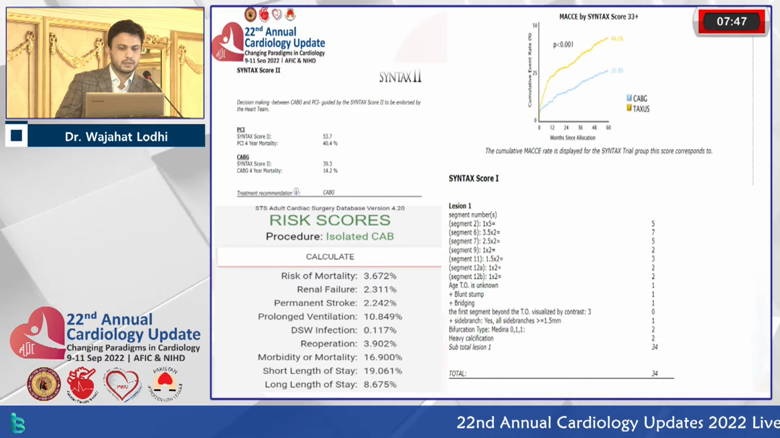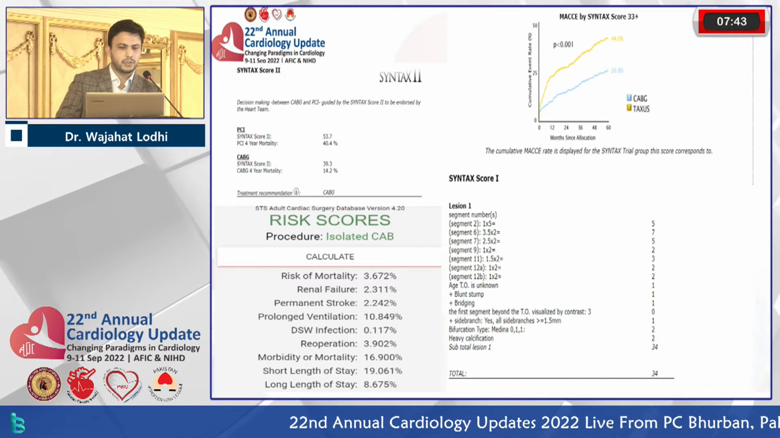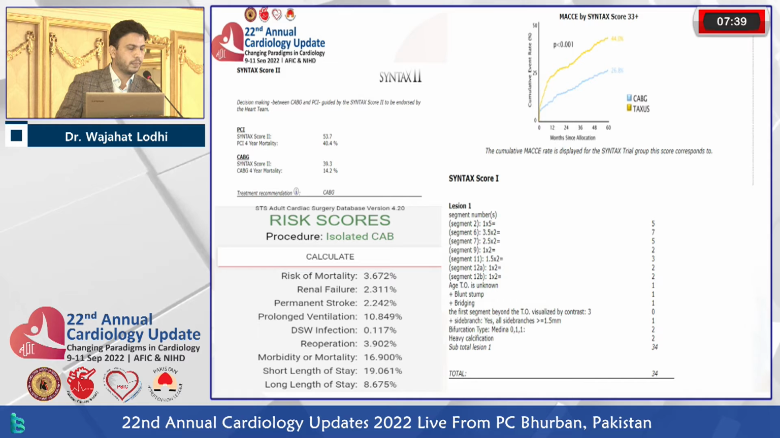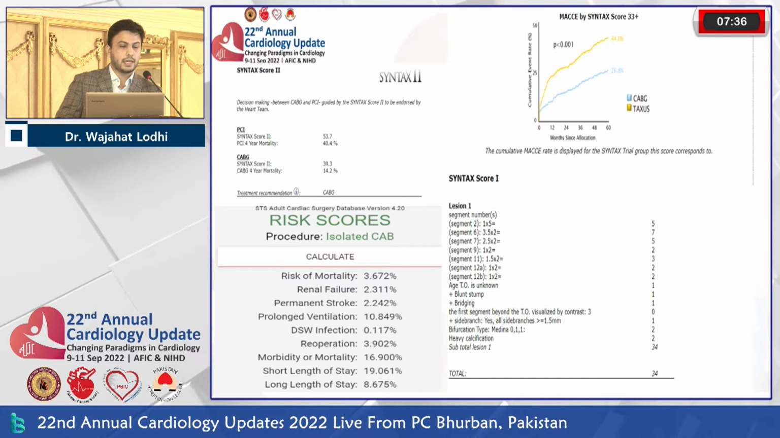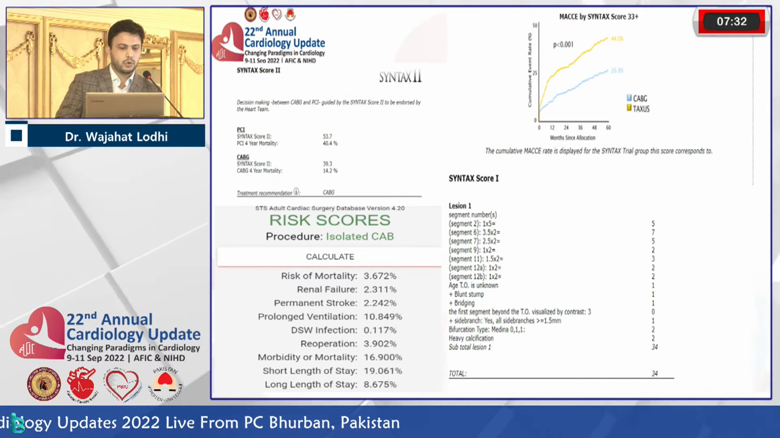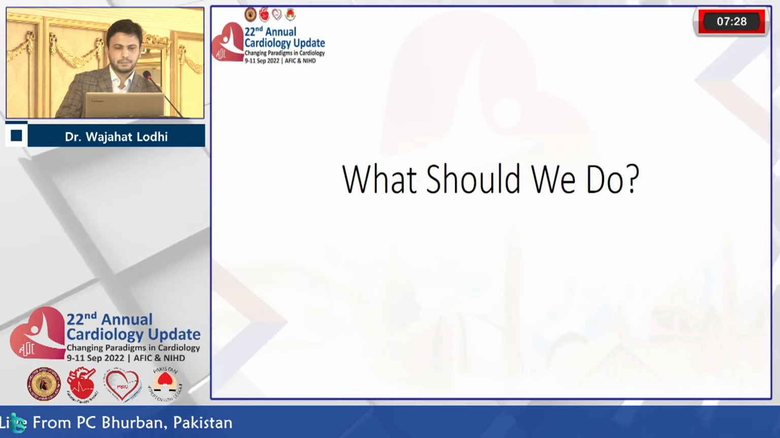So this was the patient's SYNTAX score. It came out to be 34. She was a candidate for CABG. Her SYNTAX score 2 again showed that her PCI 4-year mortality was 40%, and her CABG 4-year mortality was 14.2%, again favoring CABG, and her risk score for isolated CABG was about 16%.